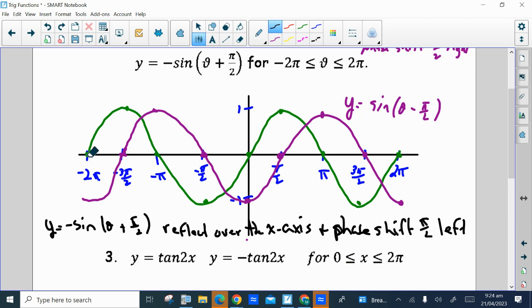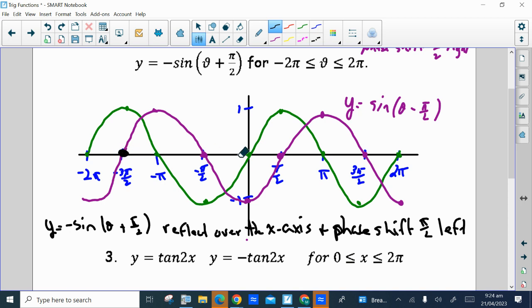Remember, we always do our stretches and reflections first, our shifting last. So the x-intercepts of the original graph, when you reflect over the x-axis, won't change, but the graph does shift pi over 2 to the left. So let's take this negative pi. When you reflect it over the x-axis, that doesn't change, but it must go pi over 2 to the left.